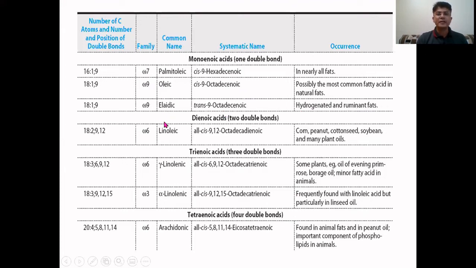Among the polyunsaturated fatty acids containing two double bonds, linoleic acid is the common one, which is found in soybean, peanut, and cottonseed oils. Then gamma linolenic acid and alpha linolenic acid are unsaturated fatty acids having three double bonds. These are found in some plant oils, and also as minor fatty acids in animals. Alpha linolenic acid is frequently found with linoleic acid, but particularly in linseed oil. So these are some examples of unsaturated fatty acids.